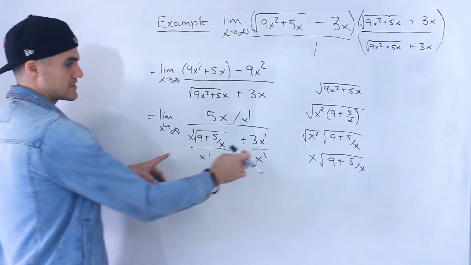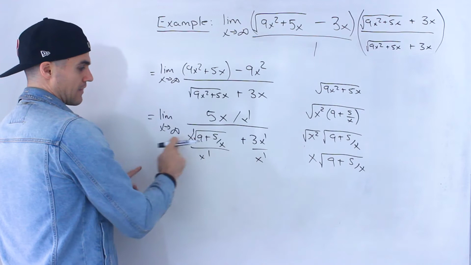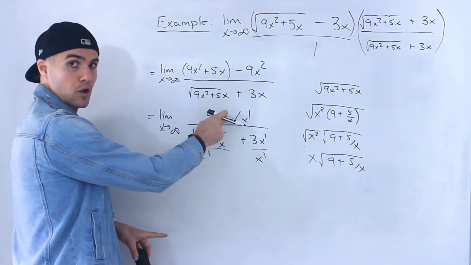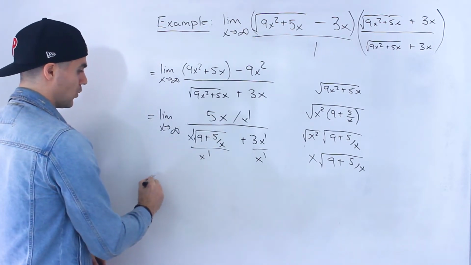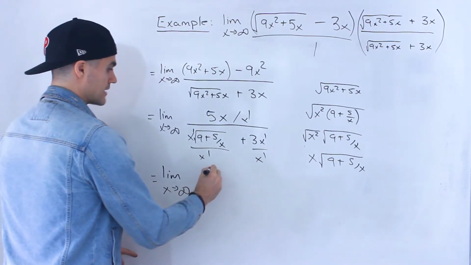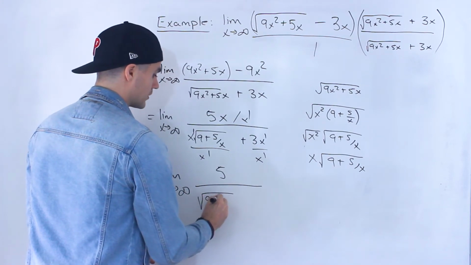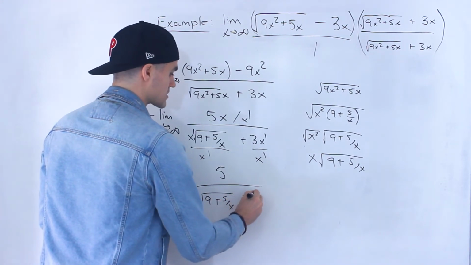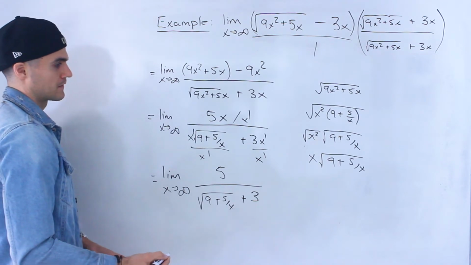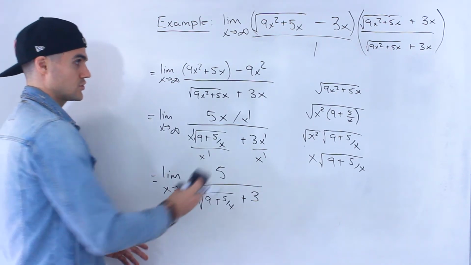Another way you can do this is you could factor out an x from both of these expressions, and then that x you factored out would cancel out with this x. So whichever way you go about it, what you're going to end up with is 5 over the square root of 9 plus 5 over x plus 3. Right? Whichever method you go through, this is what you should end up with.